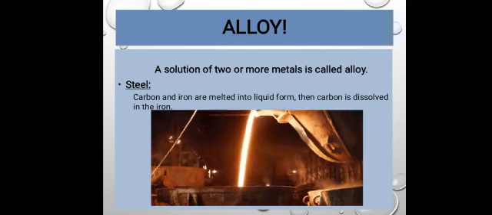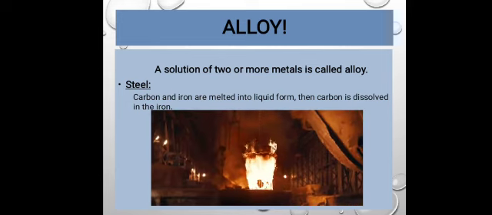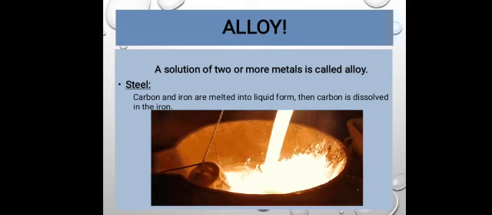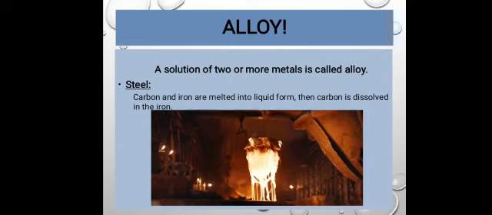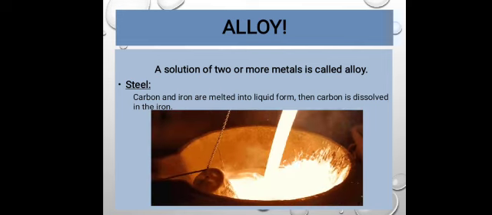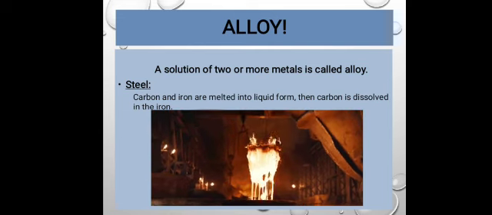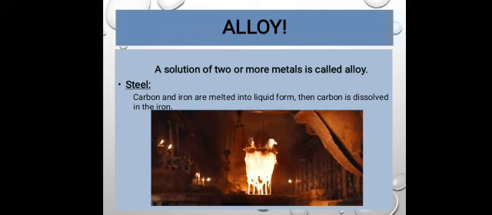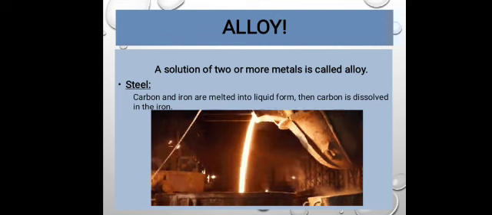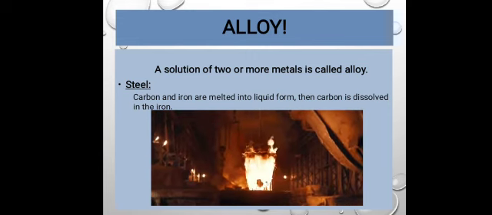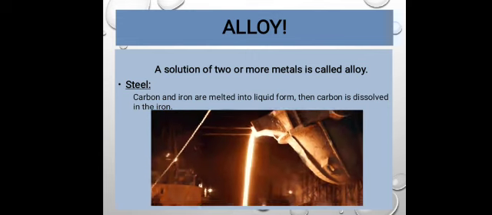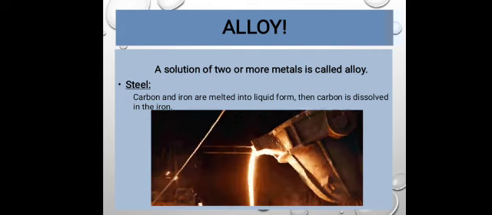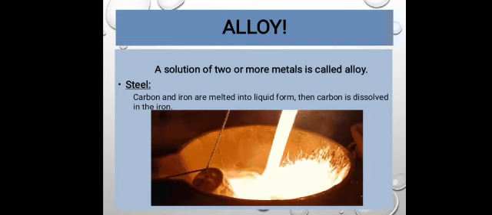Last is a term that is used differently from other solutions, and it is known as an alloy. The previous solutions that we have discussed contain a solution of a solid in a solid, a liquid in a solid, a gas in a gas, or a gas in a liquid. But this is a solution in which two or more metals are mixed. That is why it is known as an alloy. And the very best example of an alloy is steel.